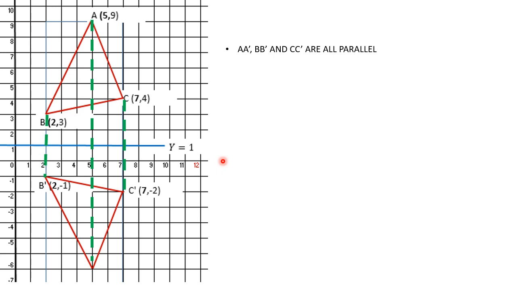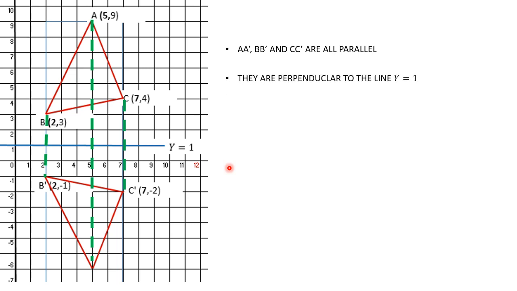If we had other points, say D prime, E prime, and so forth, they would all of them be parallel. If they are not parallel, something is not okay. You have not reflected properly. So please consider that. The lines A A prime, B B prime, and C C prime are all parallel. That should be the case in all cases when we have done reflection.